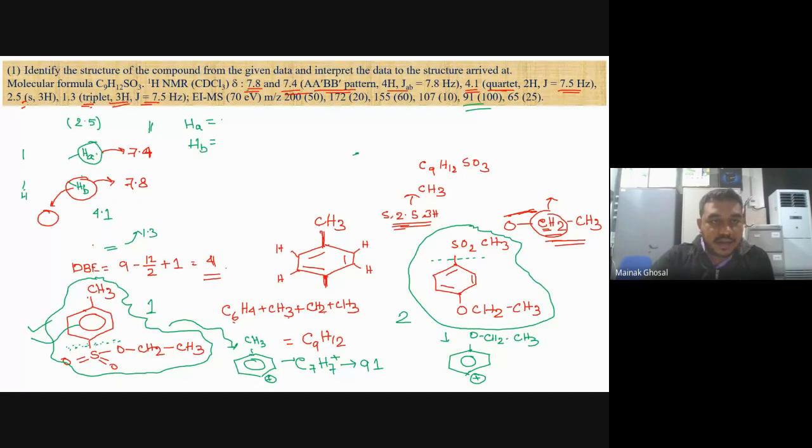So we have the compound. This one is methyl, sulfur, double bond oxygen, double bond oxygen, OH. Okay, so calculate its molecular weight. You need to know how much molecular weight is given. C9H12SO3.